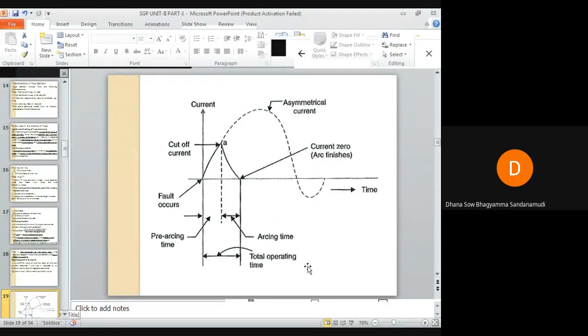Now, what is the purpose of this fuse? It has to break the fault current, meaning it has to extinguish the fault. It has to interrupt the fault current. Each fusing element will have its own breaking capacity.